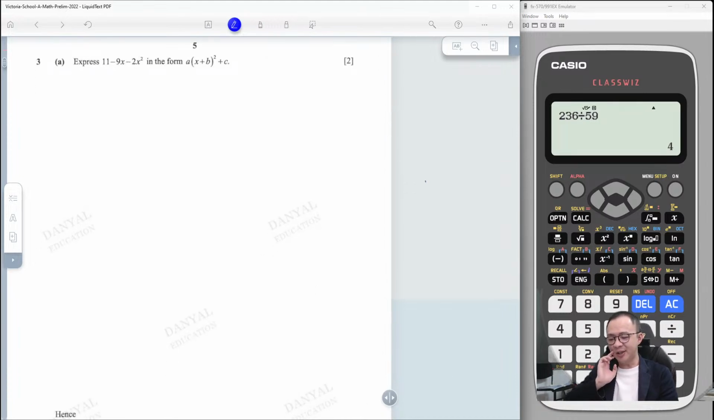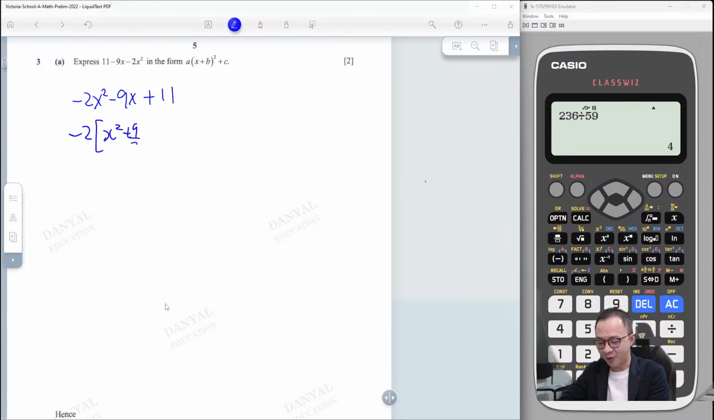Okay, this one, there are a few methods you can use. Because this question doesn't say you need to solve it using completing the square, if you don't want to use completing the square, you can do a substitution. Here maybe I show you both methods. First method is we do complete the square first. I still think completing the square is easier for me. So we take out the negative 2 from here. We get x squared plus 9 over 2 x plus 11.